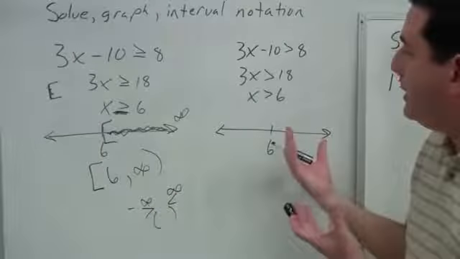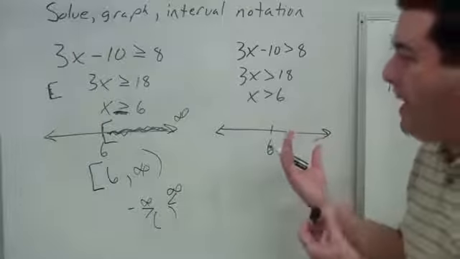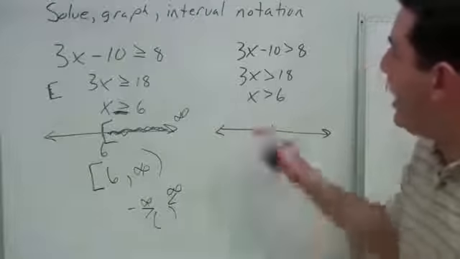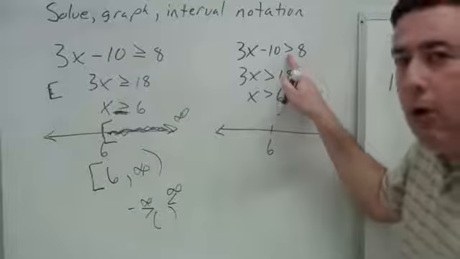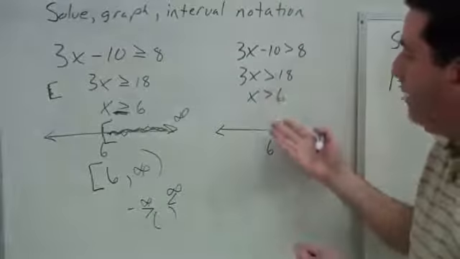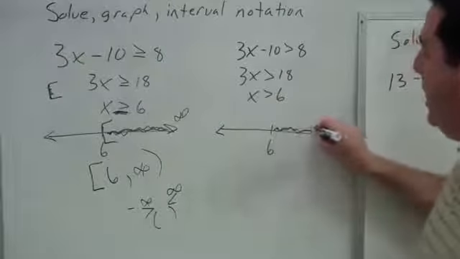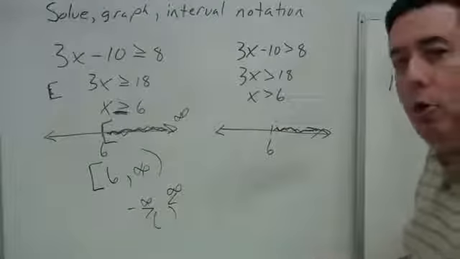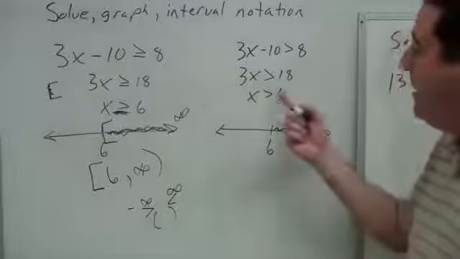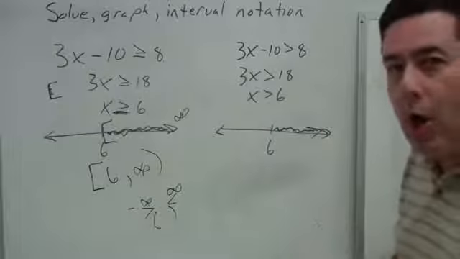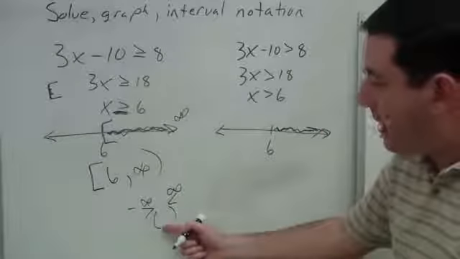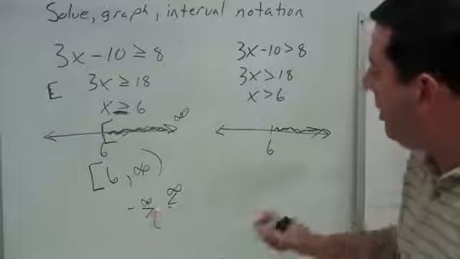Now let's look at how this same problem could be worked again with one little tiny change. It's now strictly greater than. The problem solves in exactly the same way. We're still shading forever out this way to the right of 6. But this time 6 is not part of our answer. Since it's not part of our answer, we had a strictly greater than.